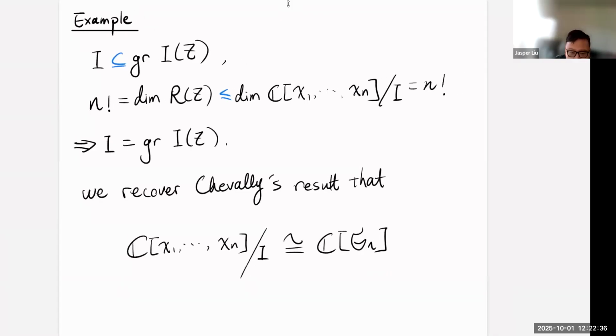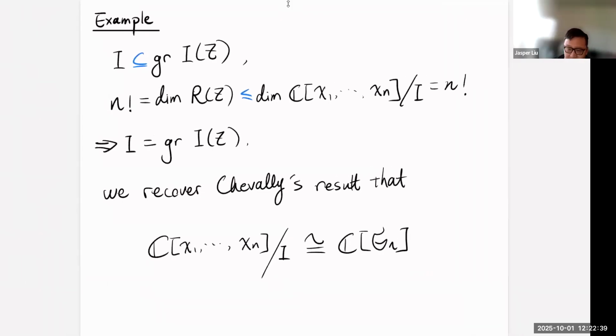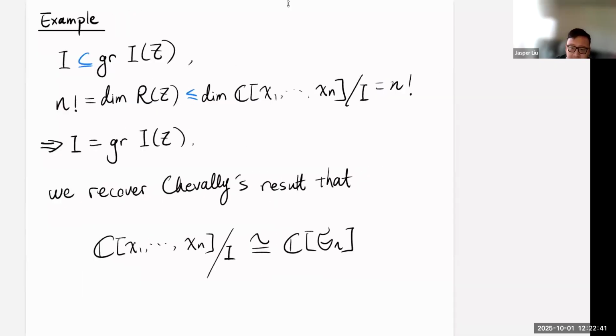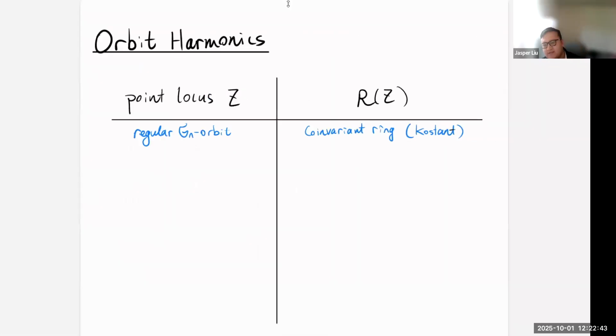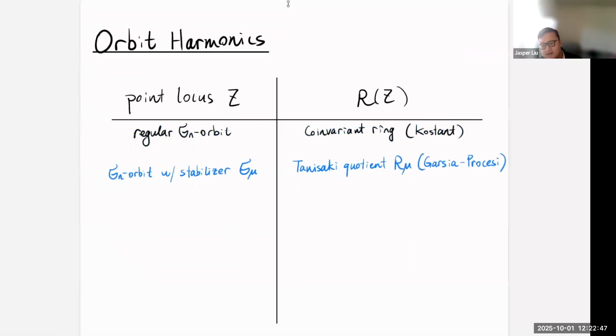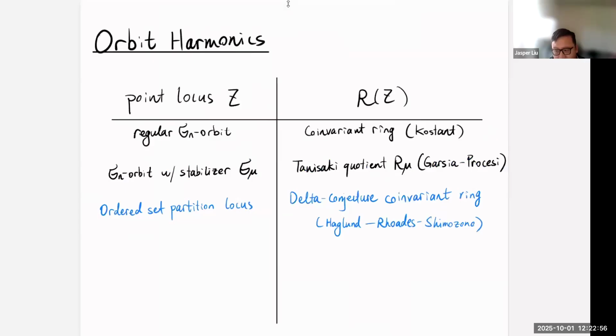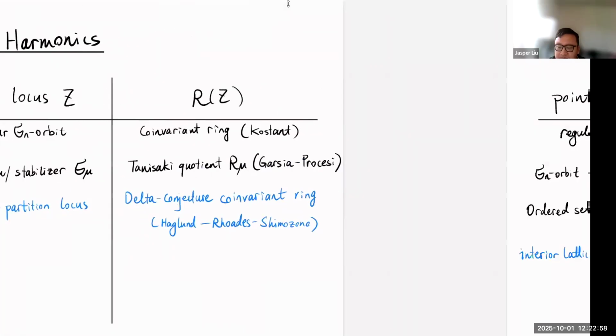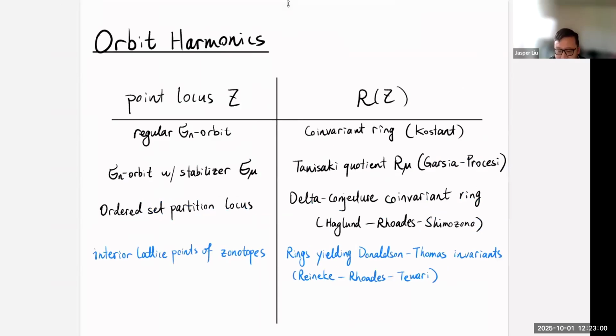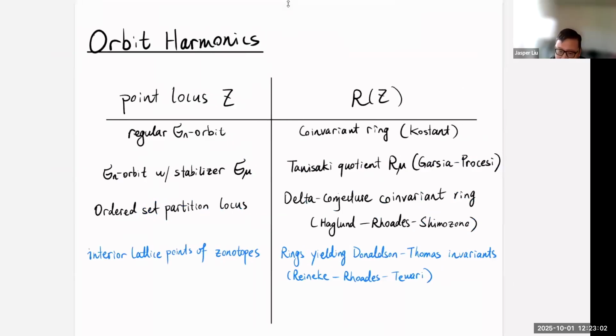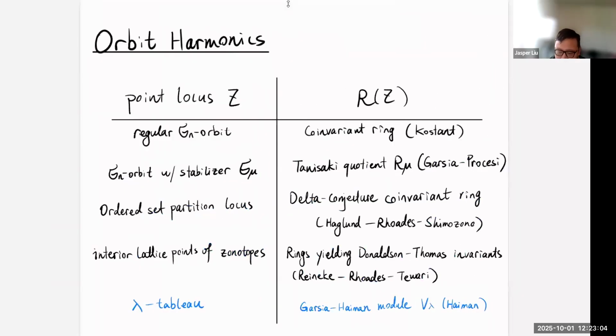There are also other useful applications of orbit harmonics. In this one, we can get the classical coinvariant ring. Depending on the point locus we choose, we can also recover the Tanisaki quotient, the Delta Conjecture coinvariant ring, the rings with Donaldson-Thomas invariants, and also the Garsia-Haiman module.